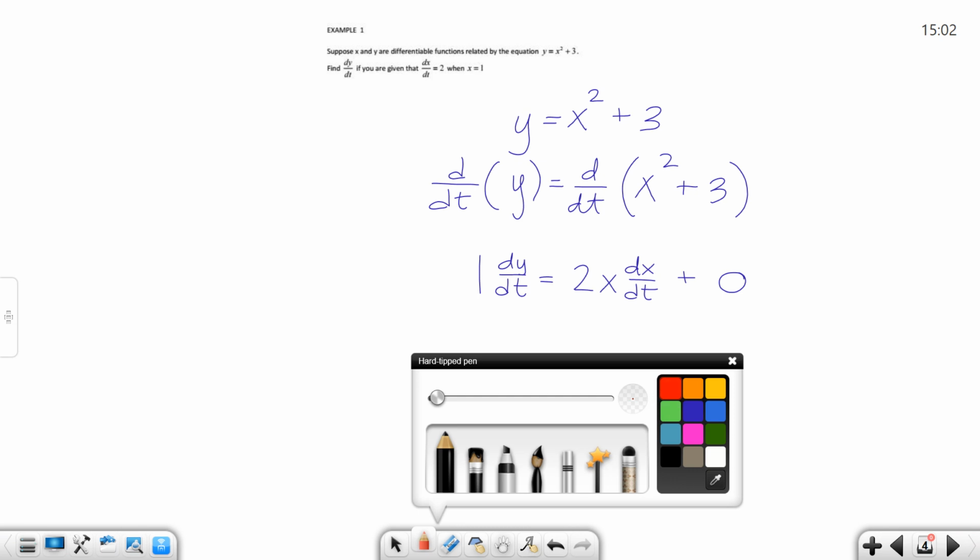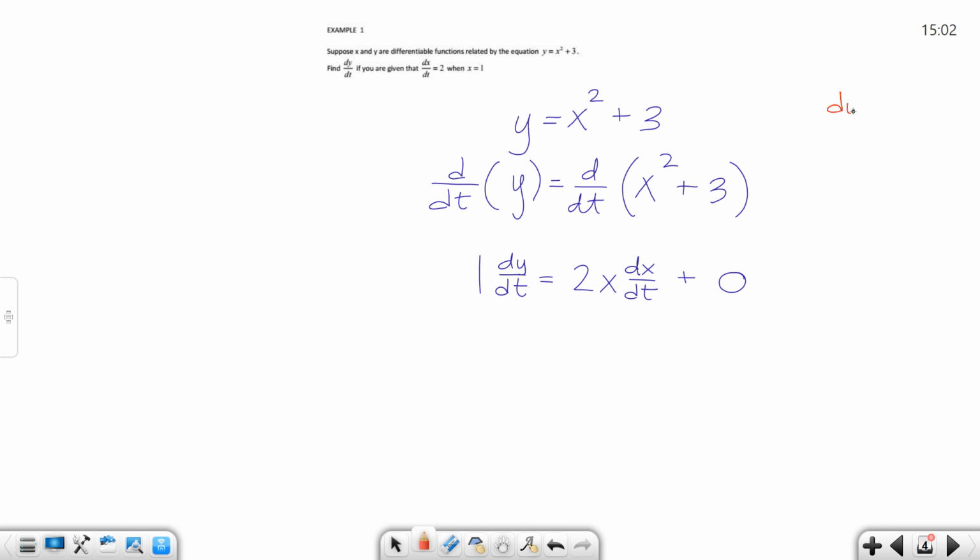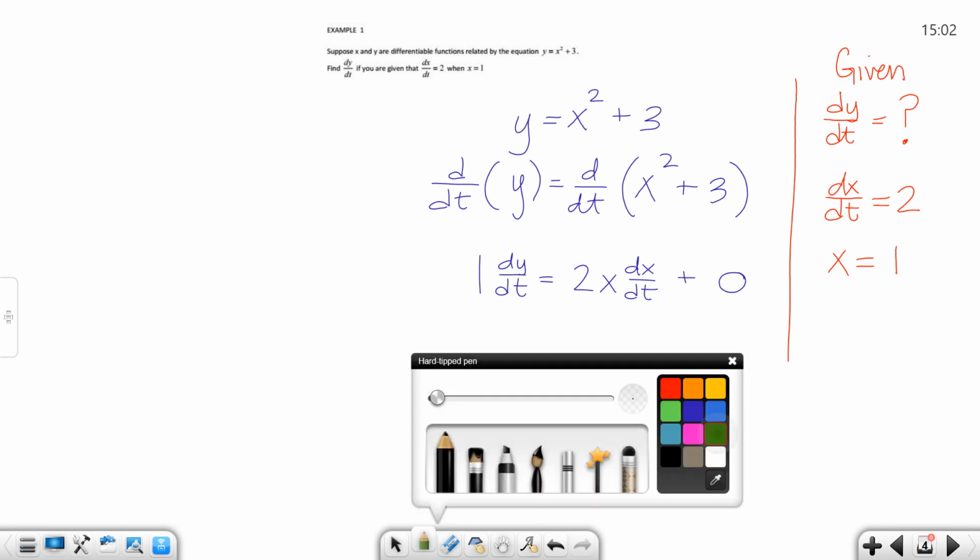Now look back at the problem. In the problem, it says find dy dt. So that means you don't know that particular part. You are given that dx dt is 2 when x is 1. So you're given these values over here. So let's plug them in.